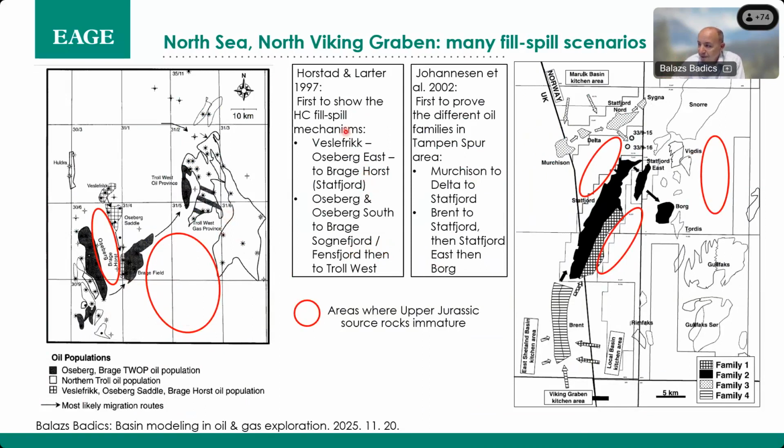When you look at already these first articles from like Horstad and Larter 97, they identified that the graben between Åsgard and Brage is immature. Also, the large area of Stord Basin between Brage field and Troll is immature.